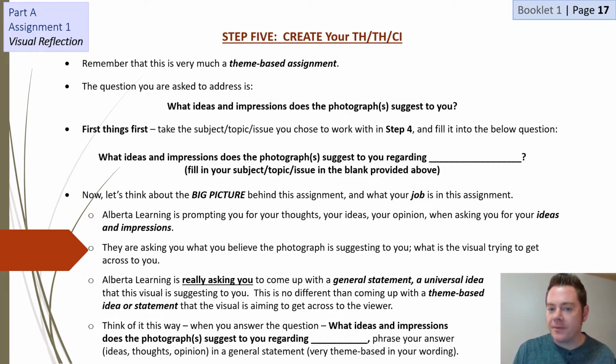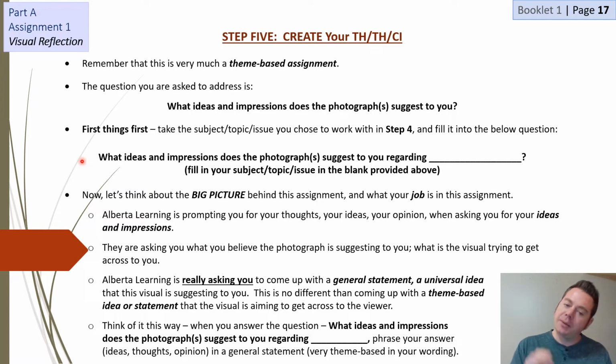So now we're on to step 5, which is creating your theme thesis controlling idea. Remember that this is very much a theme-based assignment. The question you're asked to address is, what ideas and impressions does the photograph suggest to you? So first things first. Take the subject, topic, issue you chose to work with in step 4 and fill it into the question below. What ideas and impressions does the photo suggest to you regarding whatever that idea is?